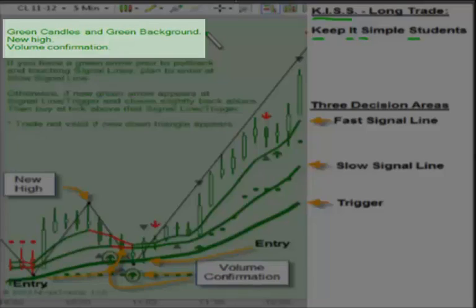The setup consists of basically three things: green candles and a green background. Here we have green candles, green background. Then we want to make sure we have a new high. We'll be looking at the current high and compare it with the previous high. And then lastly, we'll look at volume confirmation for our entry.